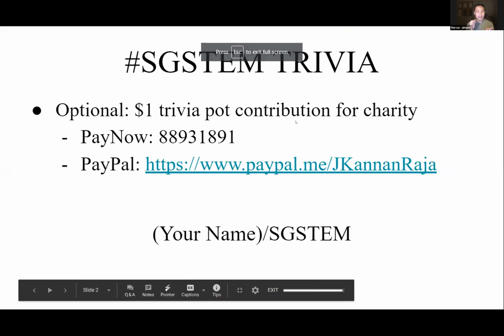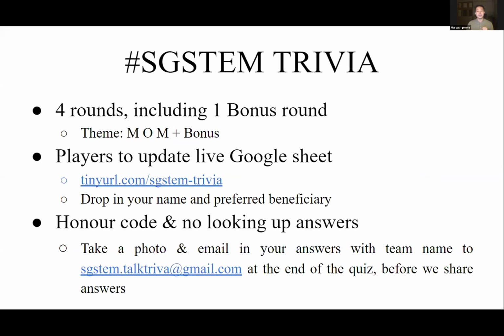All right, so we are moving on to our trivia right now. Kanan will be sharing the screen, and I'm going to give a quick briefing about the rules. Today's trivia has four rounds: three standard rounds with 5 questions each, 5 points each, and then one bonus round at the end. If you're playing the trivia, please fill in the trivia sheet at tinyurl.com/sgstem-trivia. Please fill in your team name as well as your beneficiary. If you win, you get to choose which environmental NGO or charity benefits from the trivia pot.